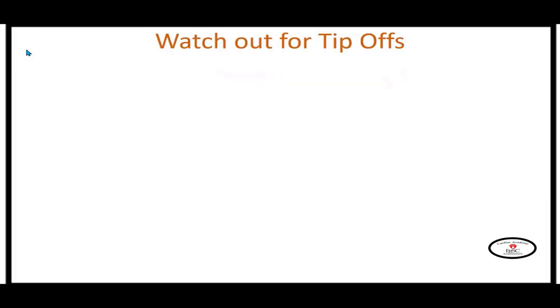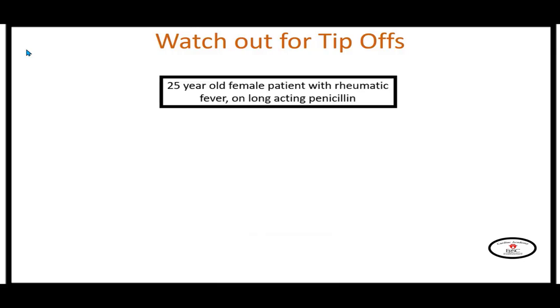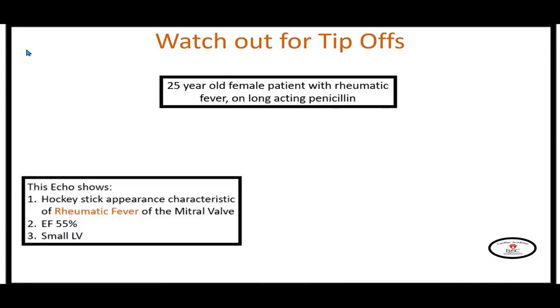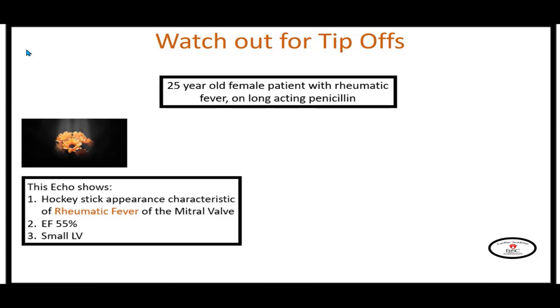Avoid tip-offs and clues. Watch out for tip-offs. For example, 25-year-old female patient with rheumatic fever on long-acting penicillin, and this is the option set that we've been given. Her echo shows number one, hockey stick appearance, characteristic of rheumatic fever of the mitral valve. Number two, ejection fraction 55%. Number three, small left ventricle. All right, I could give you a picture of flowers and you'd still be able to get this question correct. Of course, it's number one, hockey stick appearance, characteristic of rheumatic fever of the mitral valve, right?